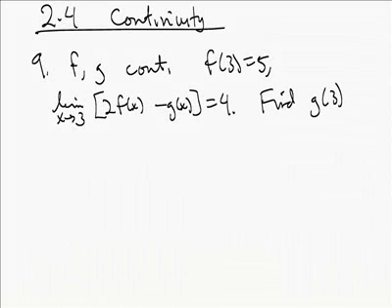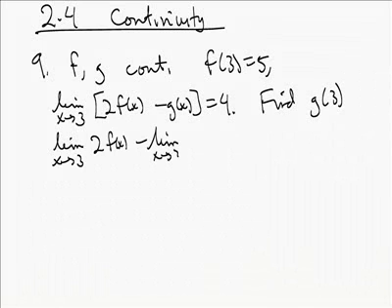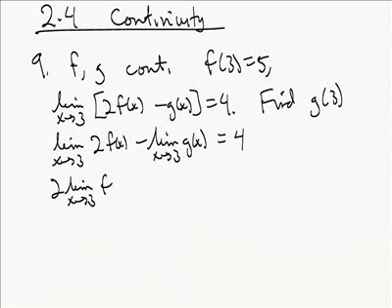All right, so we're going to use some of the theorems that are found in this section. First of all, we're going to use the fact that the limit of the sum of two functions is the sum of the limits. So we can break this up and say this is the limit as x approaches 3 of 2 times f of x minus the limit as x approaches 3 of g of x, and all that is equal to 4. We have another limit law that says we can bring this 2 out in front. This is going to be 2 times the limit as x approaches 3 of f of x minus the limit as x approaches 3 of g of x.